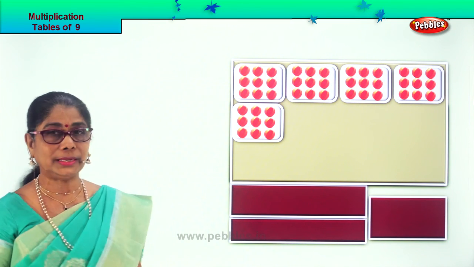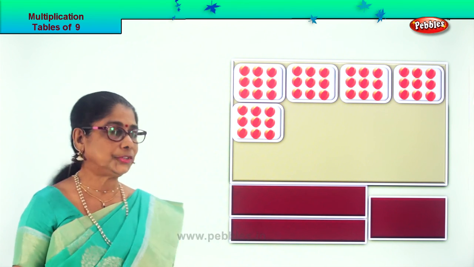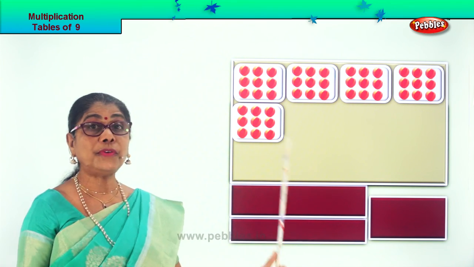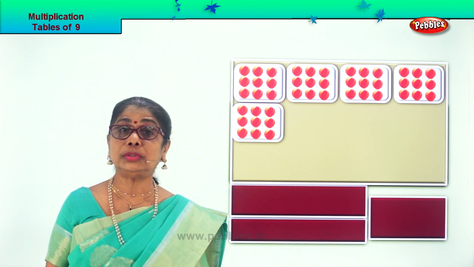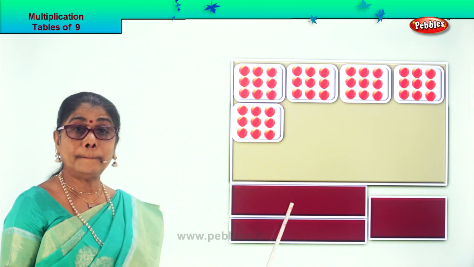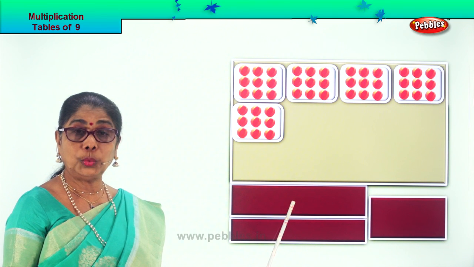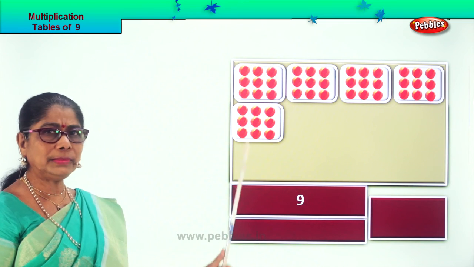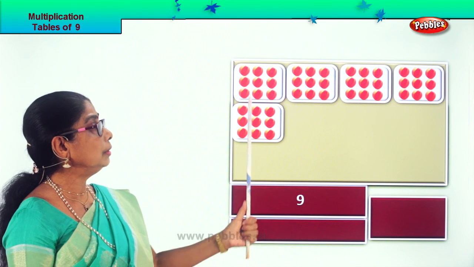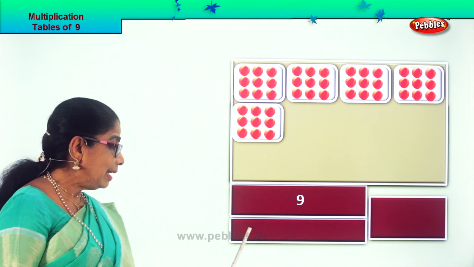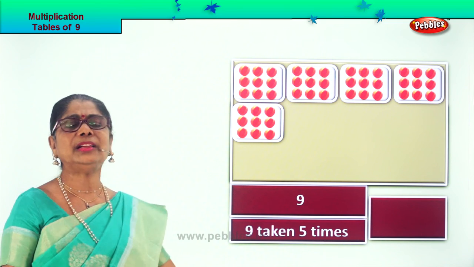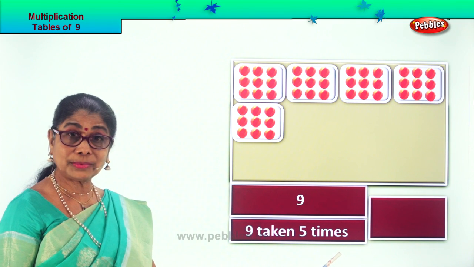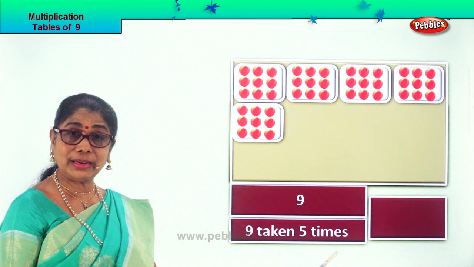So another box comes here. Good. So we have now 1, 2, 3, 4, 5. 5 boxes of 9 balls. So we are learning to build 9 times table. We write here 9. How many times 9 taken? 1, 2, 3, 4, 5 times. 9 taken 5 times. 9 taken 5 times. What is 9 taken 5 times?